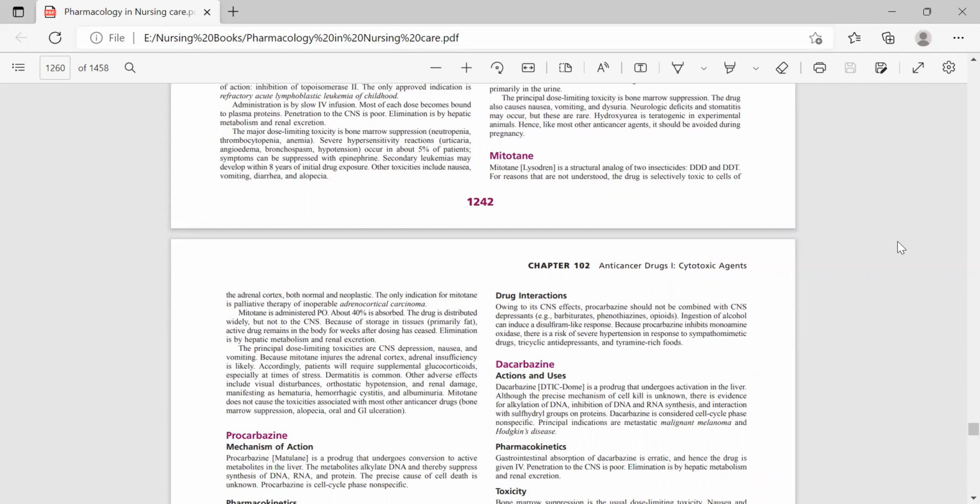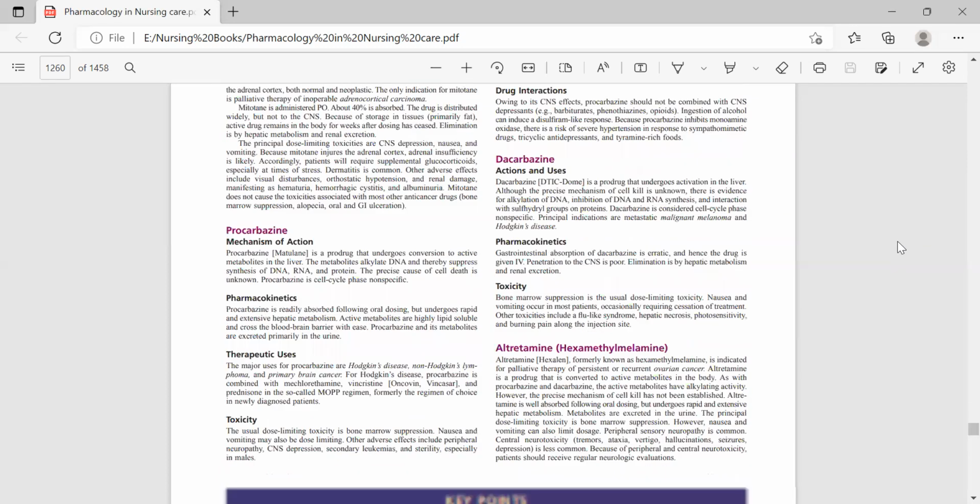So, adjuvant therapy by glucocorticoids is also prescribed. The adversities include dermatitis, visual disturbances, orthostatic hypotension, and renal damage, manifesting as hematuria, hemorrhagic cystitis, and albuminuria. Metotane does not cause the toxicities associated with most other anti-cancer drugs, that is bone marrow suppression and GI ulceration, alopecia, and so on.